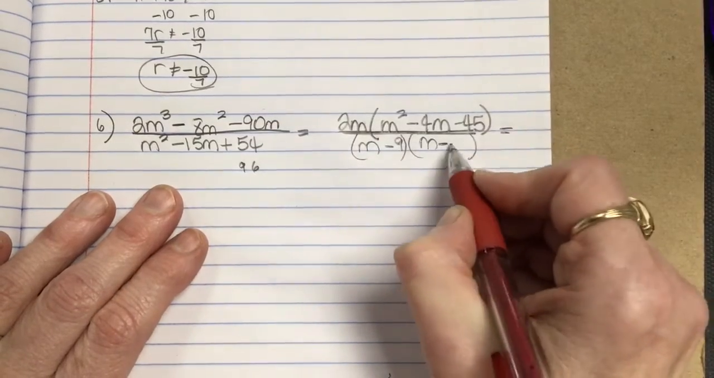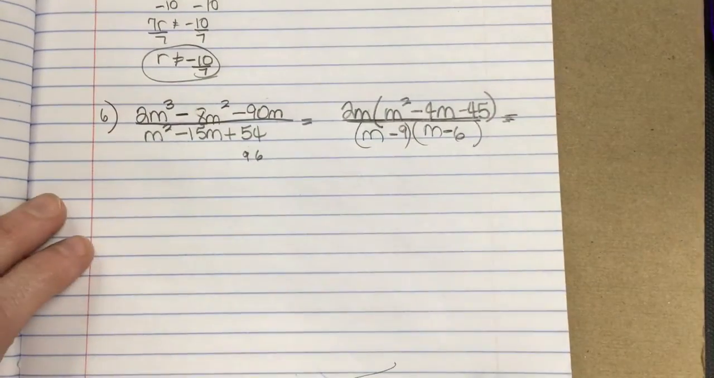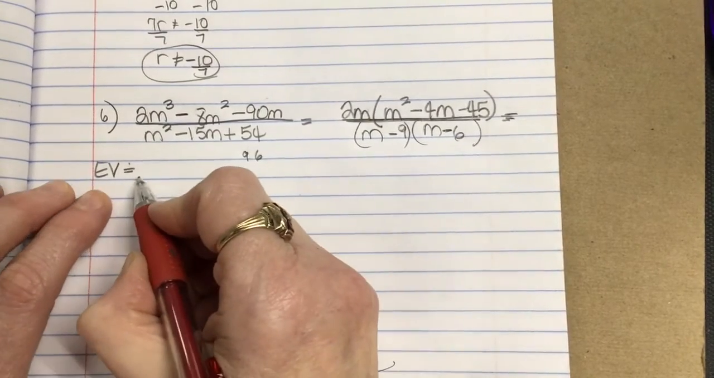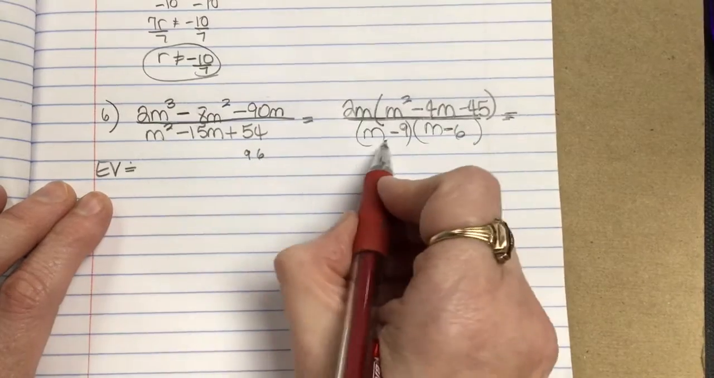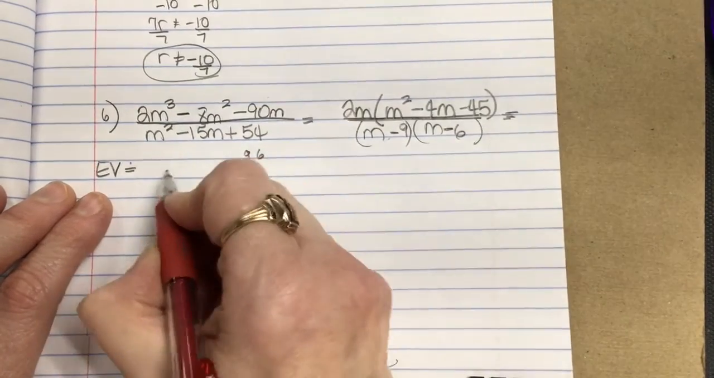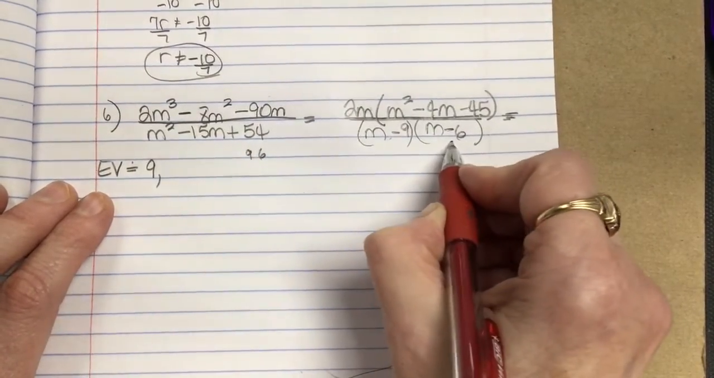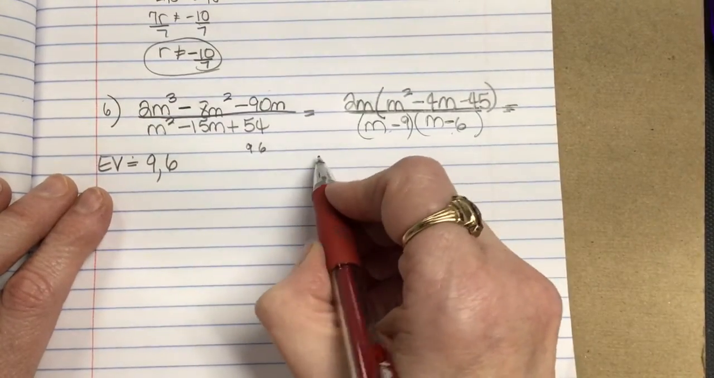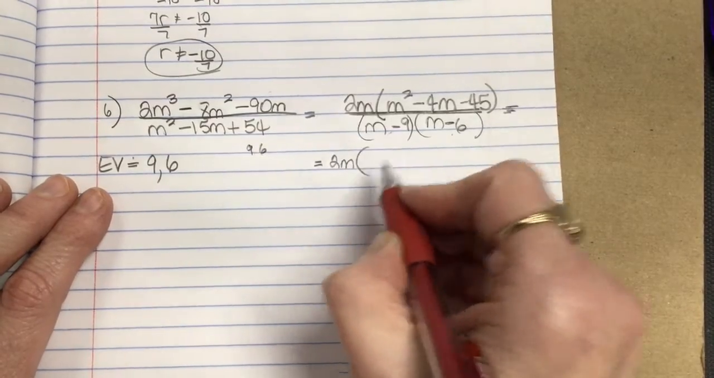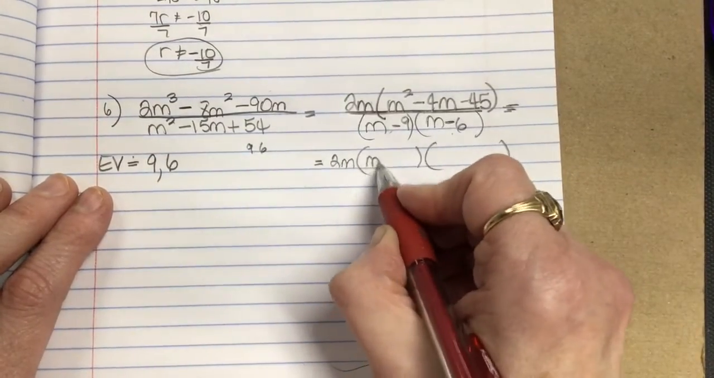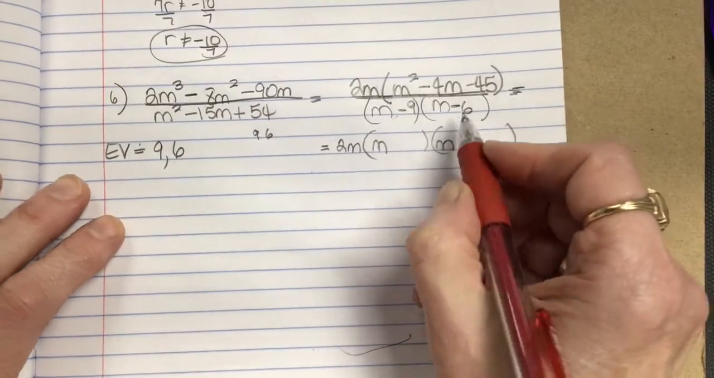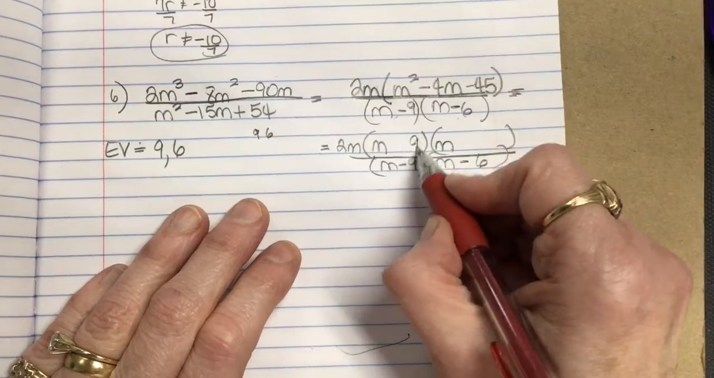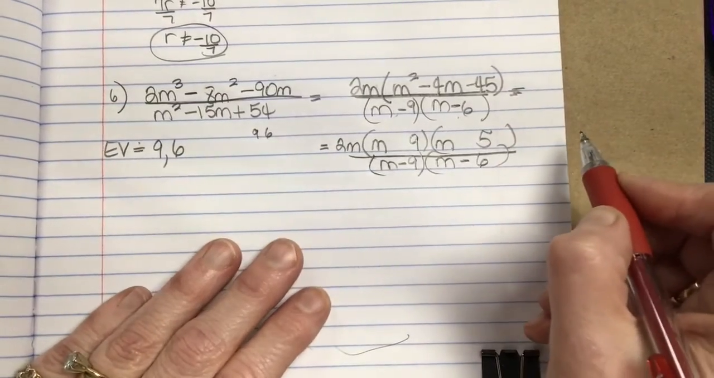9 and 6. Now, let's go ahead and get our excluded values. So what can the m not be? Positive 9. And what about this one? Positive 6. So I'm going to factor that top again, finish its factor tree. And I need factors of 45. Subtracting give me a negative 4 in the middle. It's 9 and 5. Now, which way are the signs going to have to go?